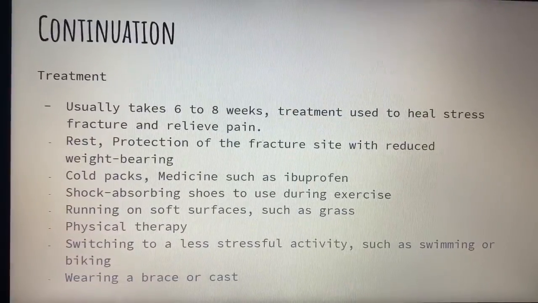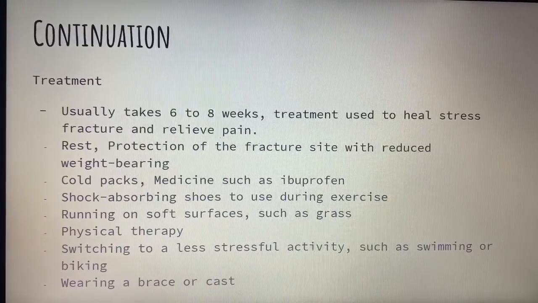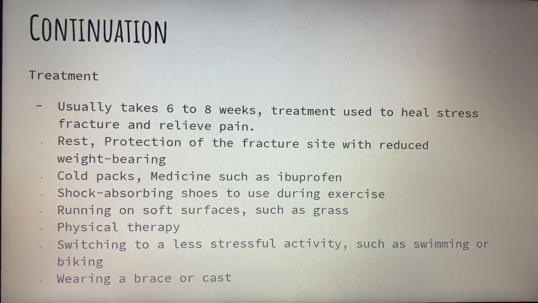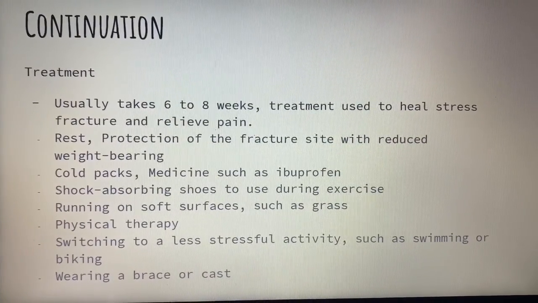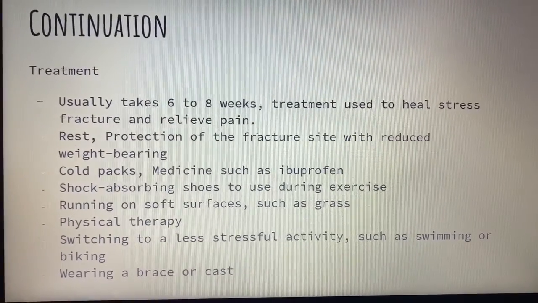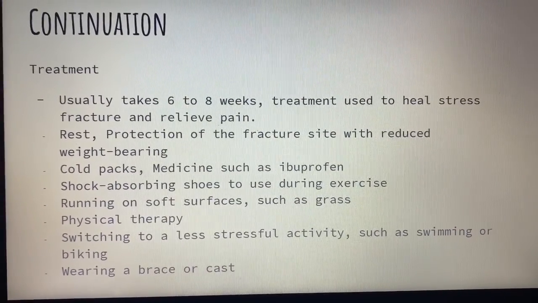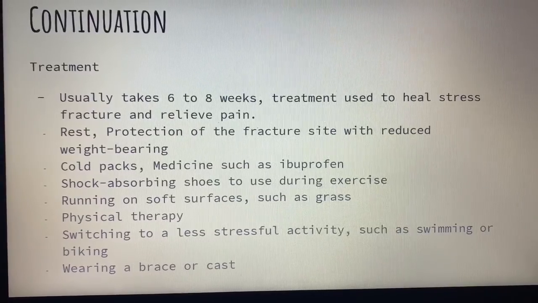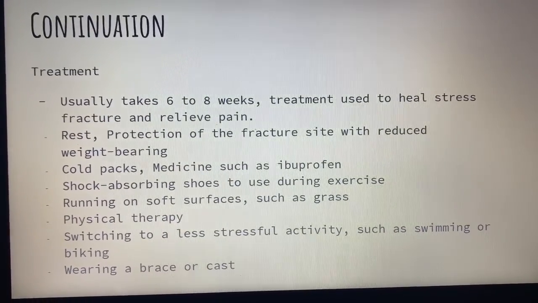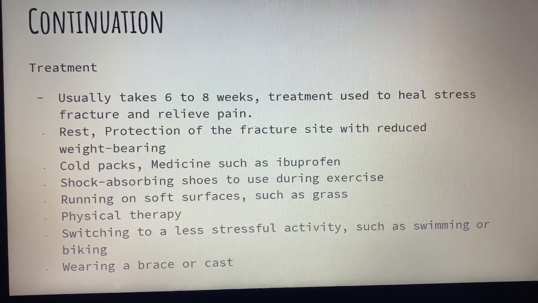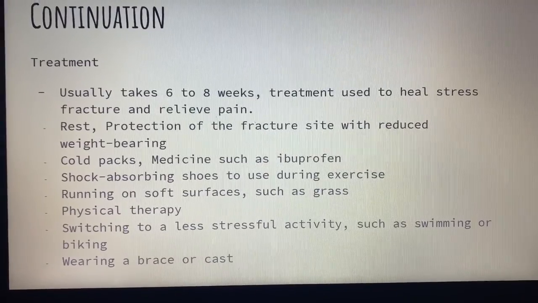Lastly, treatment. It usually takes 6 to 8 weeks to heal. Treatment used to heal stress fractures and relieve pain: rest, protection of the fracture site with reduced weight-bearing activities, cold packs, medicine like ibuprofen, shock-absorbing shoes to use during exercise, running on soft surfaces such as grass, physical therapy, switching to a less stressful activity such as swimming or biking, and you may end up wearing a brace or a cast.